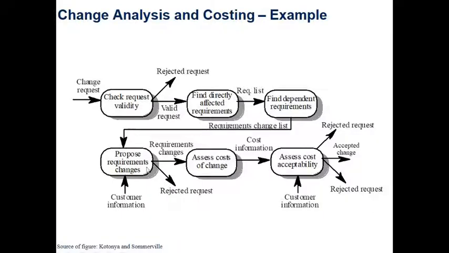Can you change it? Is it valid or not? If it's not valid, then you have to reject the request. If it is fine, you can accommodate it without hurting the system. Then you make the requirements changes. So you assess the cost of the change and you come up with the cost information. So you assess the cost, check if you can accept it or not. If it's too much, you would reject the request, or you could accept the change.